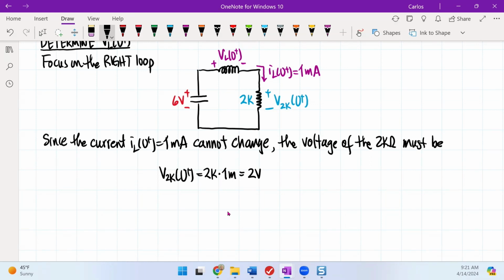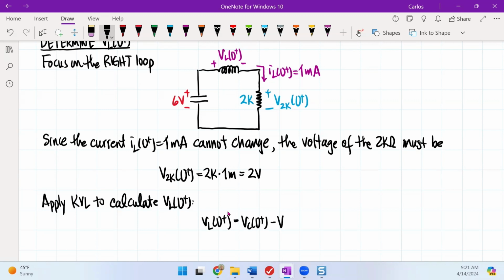As a consequence, we now apply KVL to calculate VL of 0 plus. I can isolate VL of 0 plus, which will be the voltage of the capacitor minus the voltage of the 2K at 0 plus. So this will give me 6 minus 2, which is 4 volts. And this will be the voltage of the inductor.